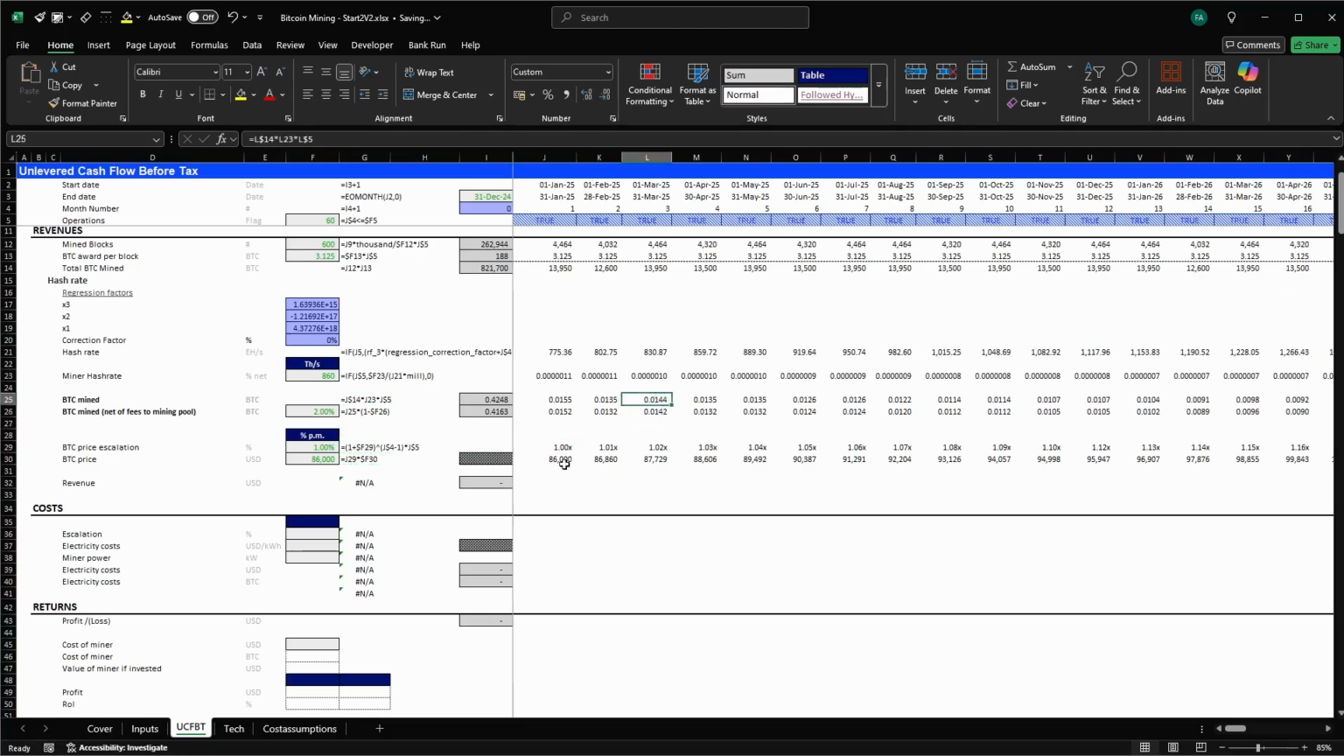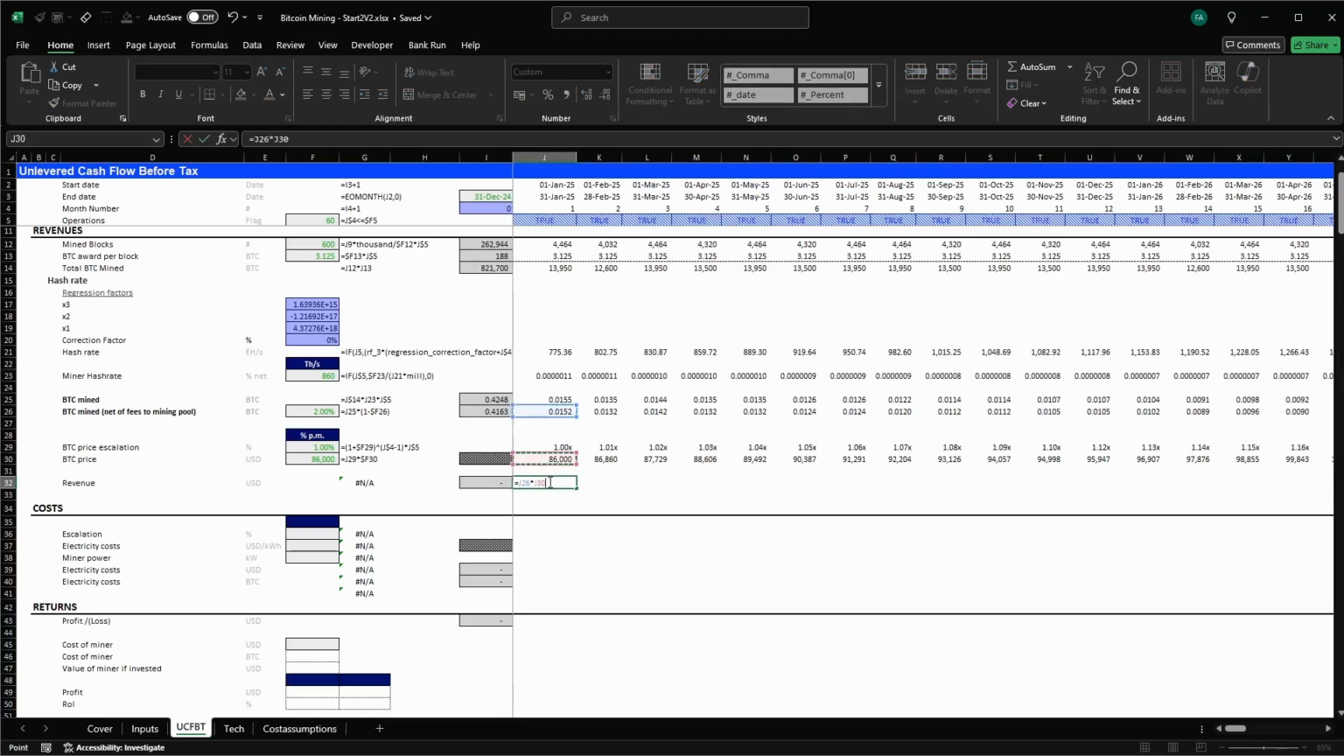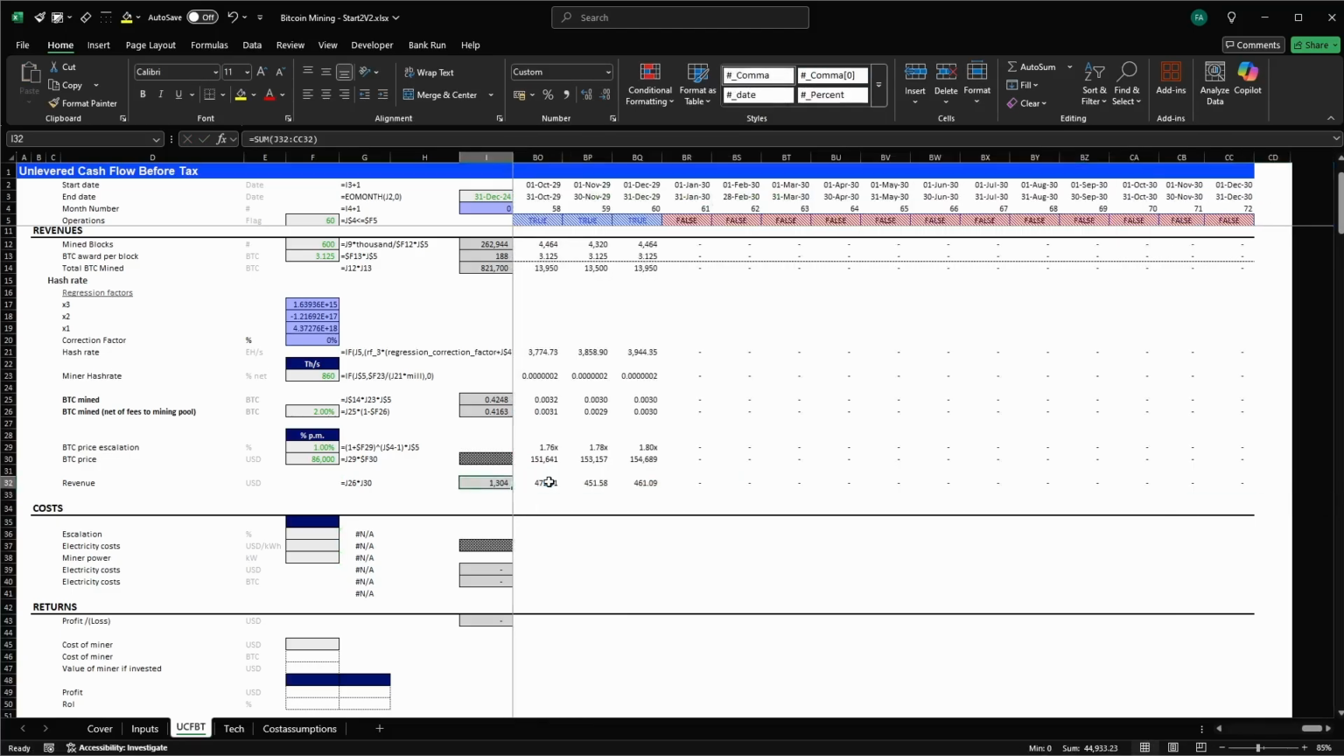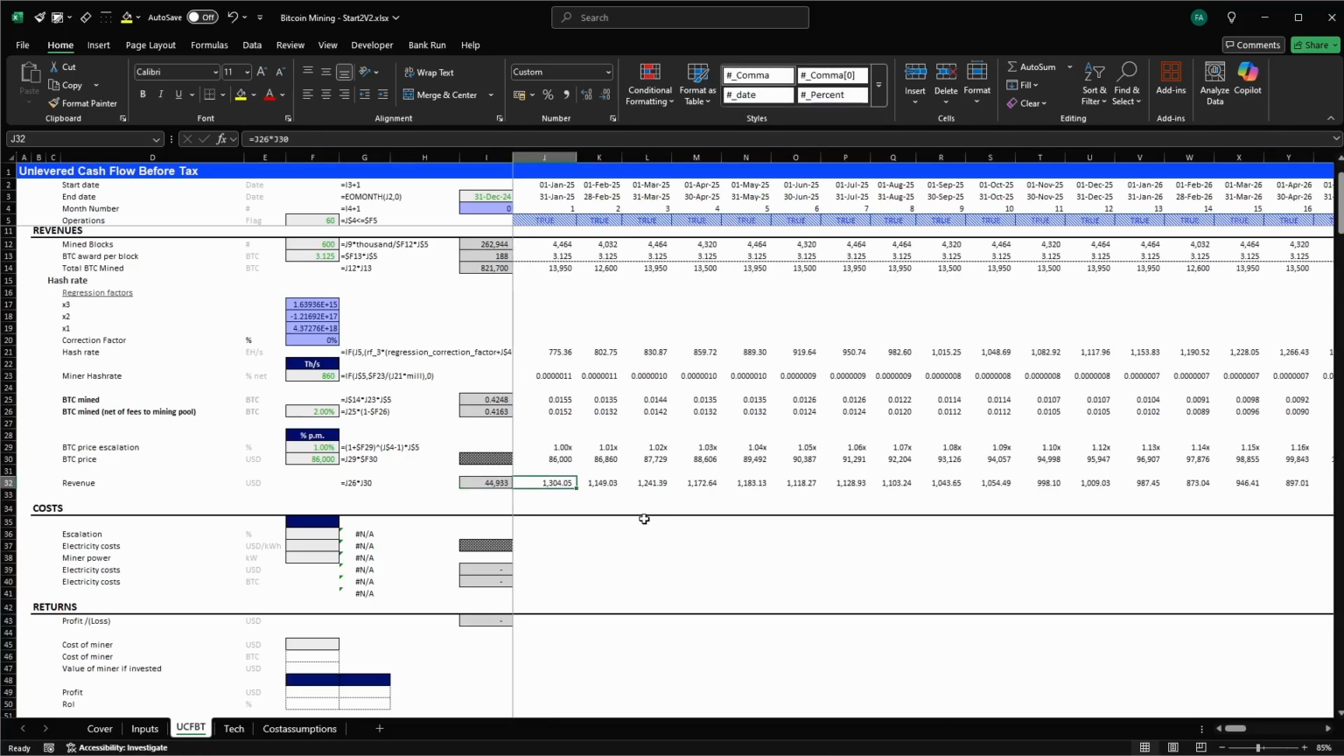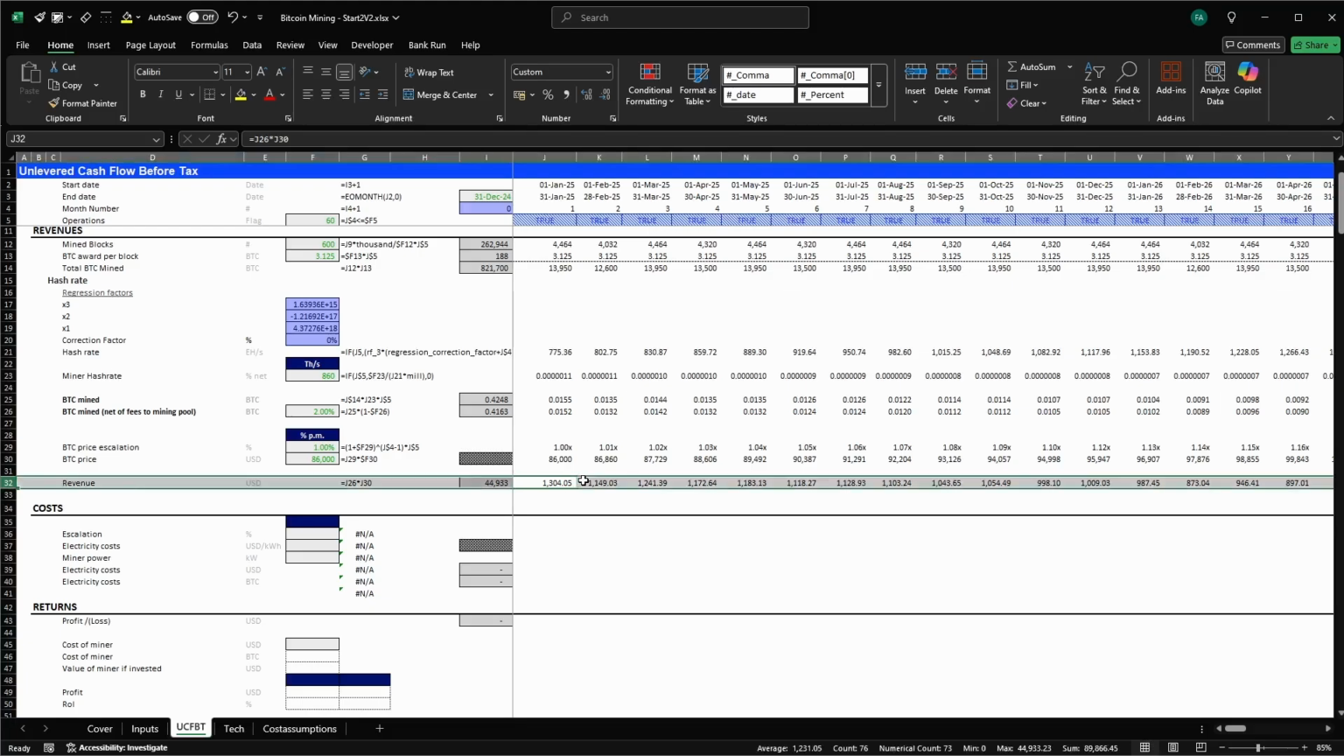So I'm gonna save it, and we know now what is the price of Bitcoin for each one of the months. And with that in mind, we can calculate our profit, which is going to be whatever we have gained from mining times the Bitcoin price. Copy and paste across, and here we go, and we're good to go. So in the first month, we're gonna expect to make $1.3 thousand. Okay, cool. We calculated our revenue.